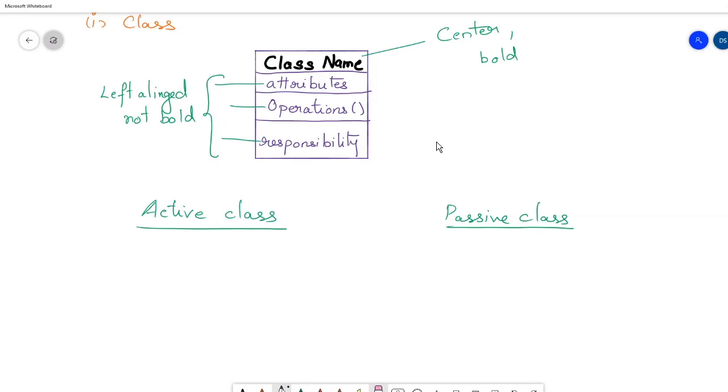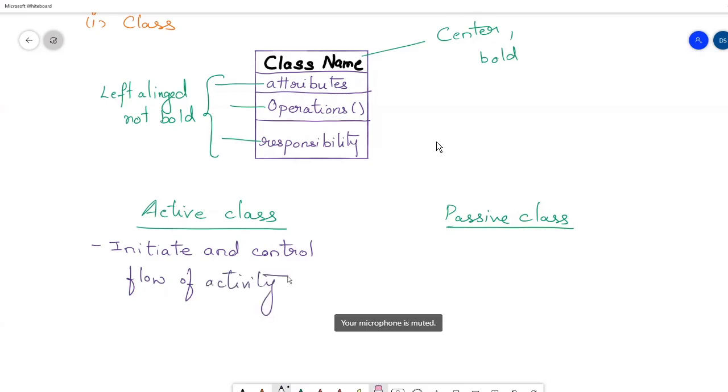Okay, so it would always initiate and control the flow of activities. And this would always store data and serve other classes.